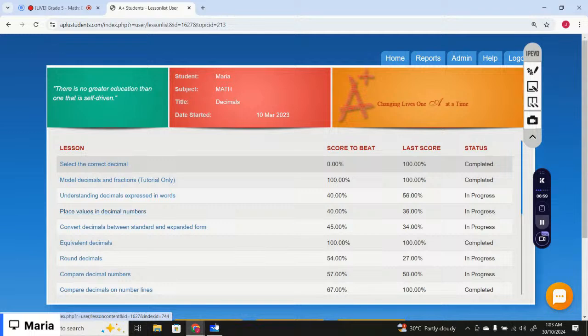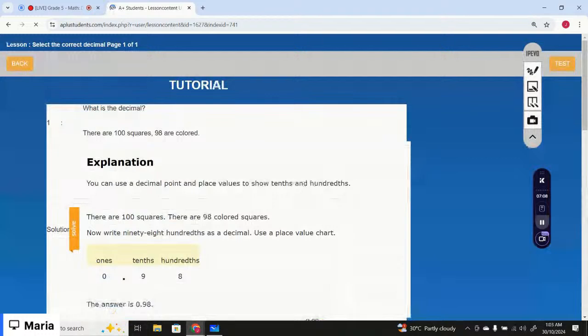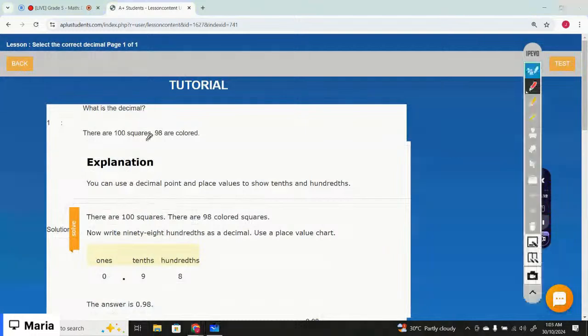So here I'm on grade 5 math. The chapter we are on right now is decimals. Start with the lesson that is select the correct decimal. What is the decimal? There are 100 squares, 98 are colored. So when you have the 100 squares and 98 of them are colored, you can write it as 98 hundredths.